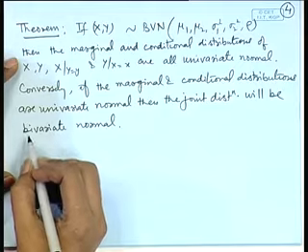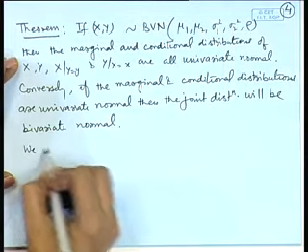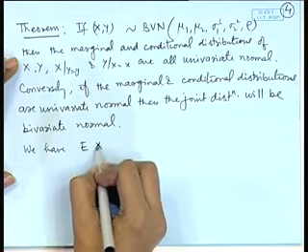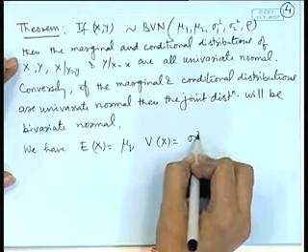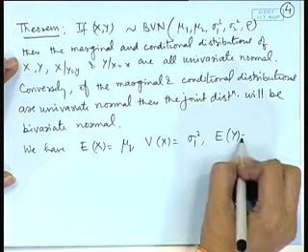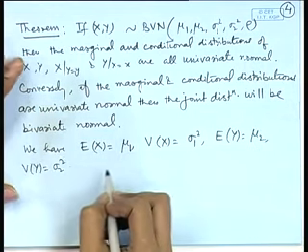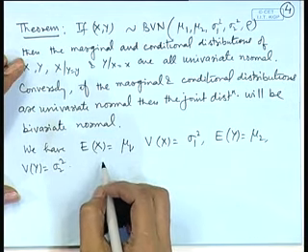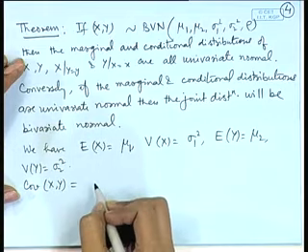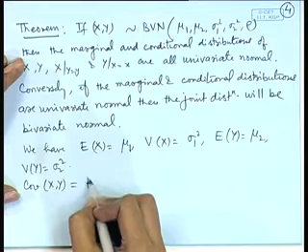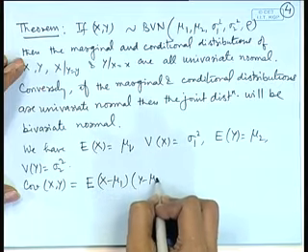So, since the marginal distributions are identified, we have expectation of x is equal to mu 1, variance of x is equal to sigma 1 square, expectation of y is equal to mu 2, and variance of y is equal to sigma 2 square. Now, we also consider the covariance term between x and y. The covariance between x and y is expectation of x minus mu 1 into y minus mu 2.